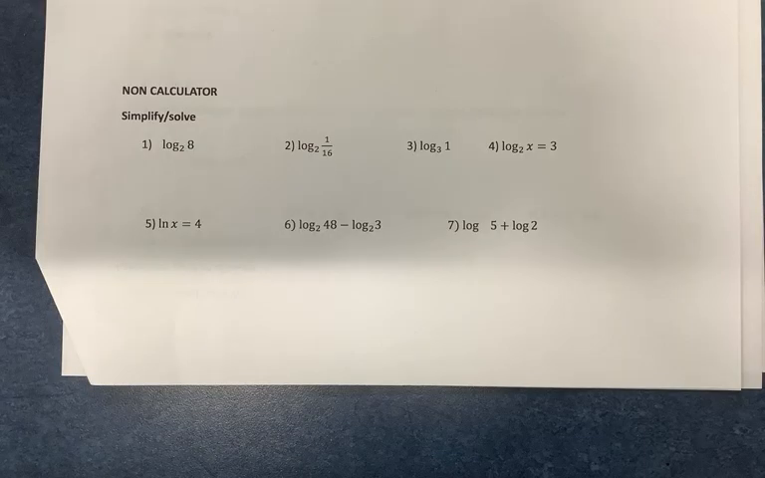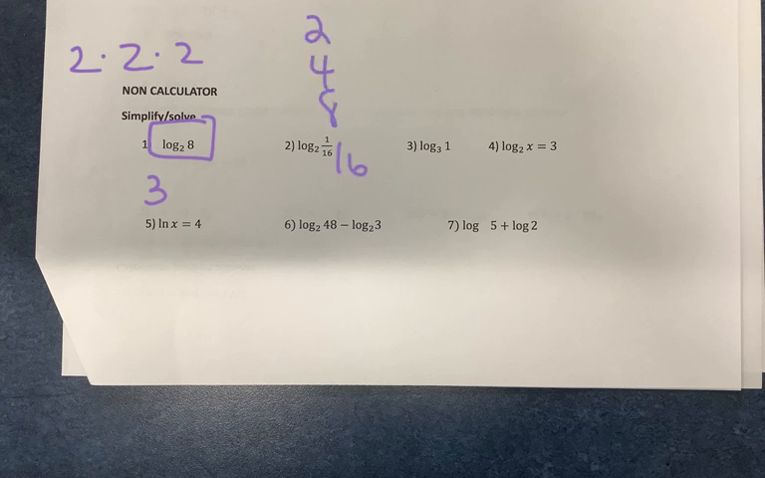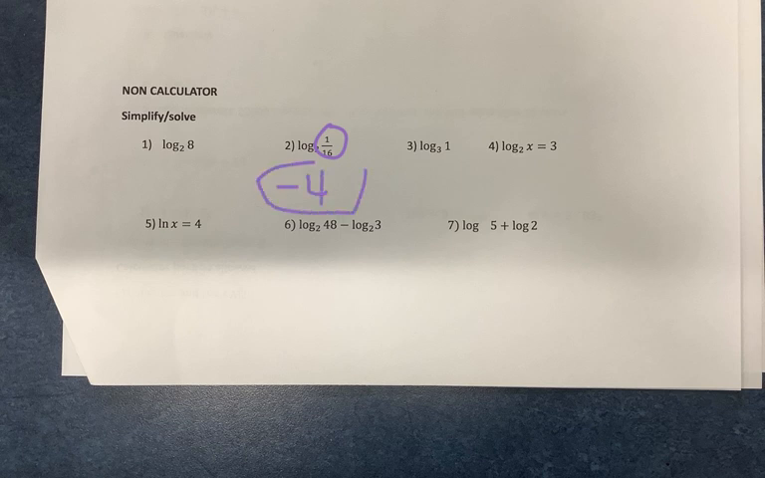Now, without a calculator, solve and simplify. This is your understanding of the definition here. So 2 to what power is equal to 8? That's 3, because 2 times 2 times 2 is 8. If you go 2, 4, 8, 16, knowing those is really important. It's 3. The next one, same thing. 2 to the 4th power is 16, but it's 1/16, so that's a fraction, so 2 to the negative 4.